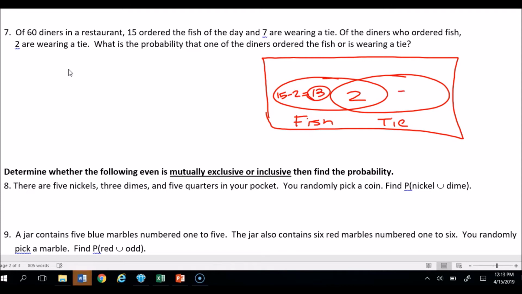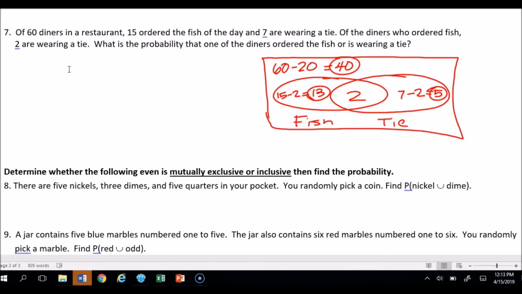Over here, we would do 7 minus 2 because we had 7 people that wore the tie. So we're trying to find people who wore the tie only. Again, that's going to equal 5. So to draw our Venn diagram, now if we were trying to figure out how many people didn't do either, we could do 60 minus 20, and I got 20 by adding 13 to 2 to 5. That's 15 plus 5. So that would mean 40 people neither wore a tie, nor did they order fish.